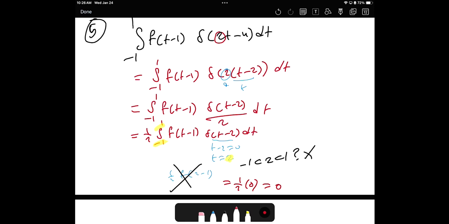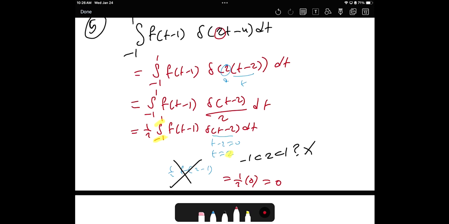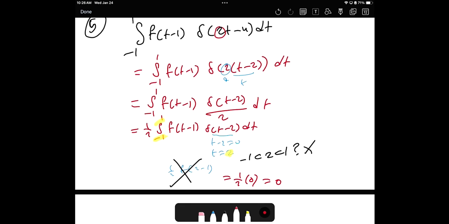Okay? Any question about these 5 examples? We'll give a few seconds to write, then we will start the exponential.